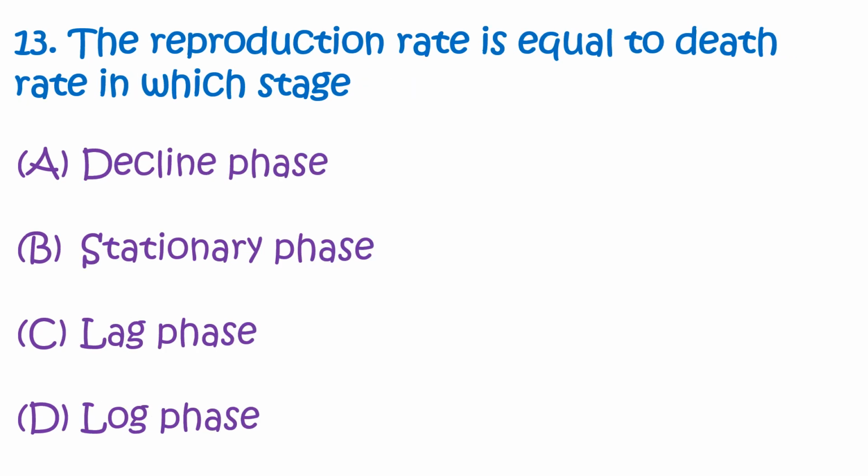Question number 13. The reproduction rate is equal to the death rate in which stage of the bacterial growth curve? The options are: option A, decline phase; option B, stationary phase; option C, lag phase; and option D, log phase. And the correct answer is option B, stationary phase.